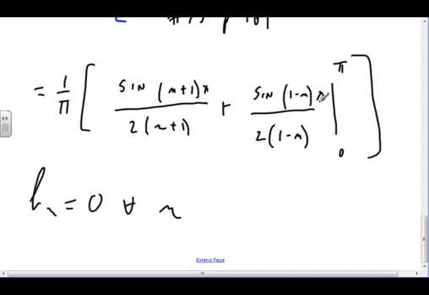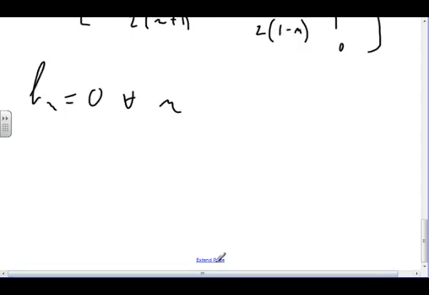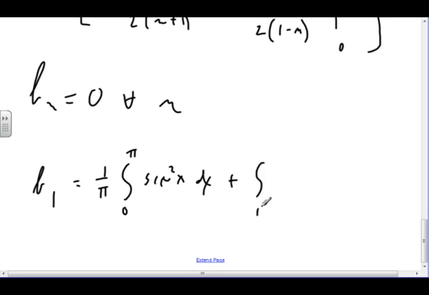Oh, I know what we have to do. Again, we can't use this guy to come up with n at 0 when n's 1 because we're dividing by 0. So we'd have to go back and calculate b1 separately. So b1 is going to be 1 over pi integral 0 to pi sine x squared dx, plus the guy that's going to be 0, which I'm not writing. I'll write him anyway. Integral pi to 2 pi 0 dx, which is going to be 0.